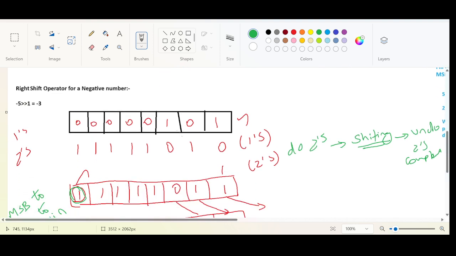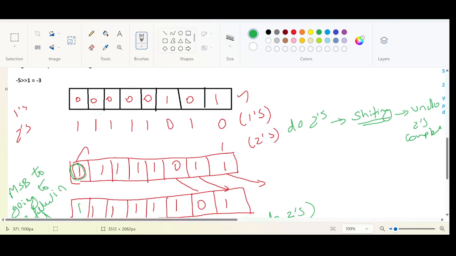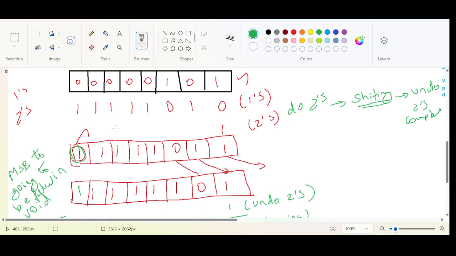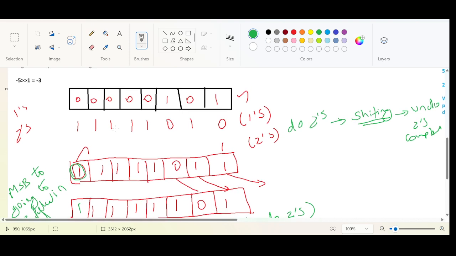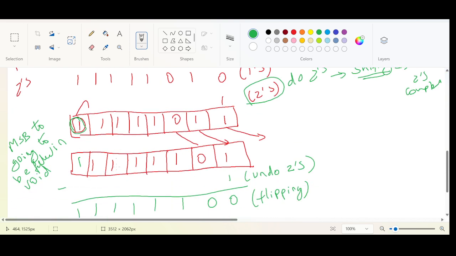When you do a right shift operator with a negative number, with negative numbers, you always have to bring in what? Bring in the 2's complement. First you actually convert the decimal number to the equivalent binary number. Since it is a negative number, you will perform 2's complement. After performing 2's complement, you will perform the actual right shifting to 1th position.